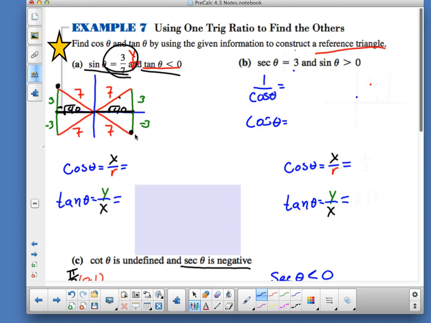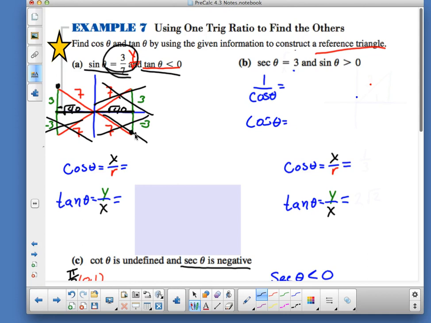Well, sine's negative over here, so I'm not going to worry about this one. I'm not worrying about this one. I'm not worrying about this one. That's the triangle I'm going to use, because that's the area they want me to find my theta. Okay, does it make sense, how I narrowed it down? Any follow-up questions about it?